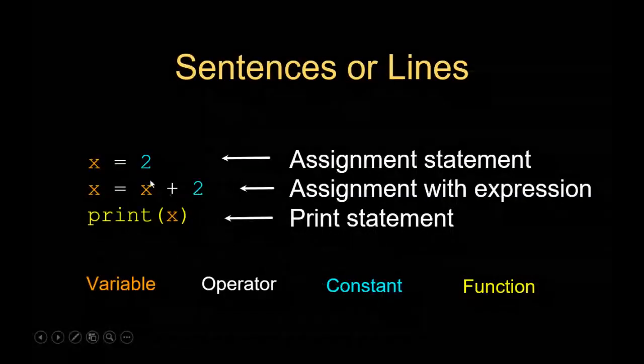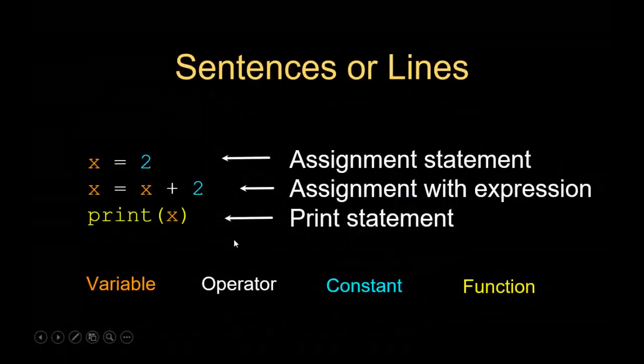Anything that's blue is a constant, like the number 2 in this case, and yellow is a function, like print. So x equals 2 means that we are assigning the integer 2 to the variable x, which makes it an integer variable. If we want to assign something with an expression, in this case x plus 2, x now becomes 4. It was 2, we've added 2 to it, so it's now 4.